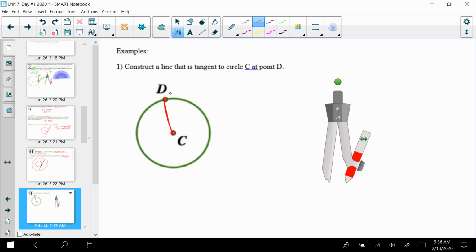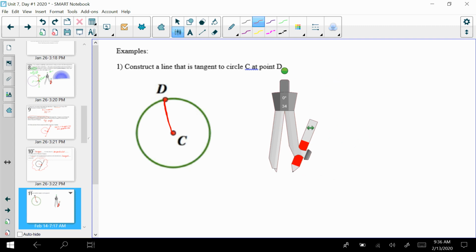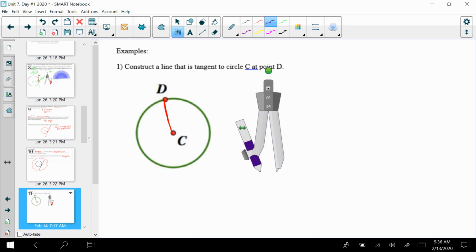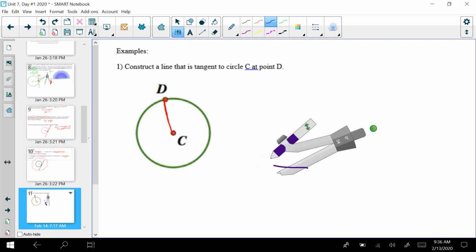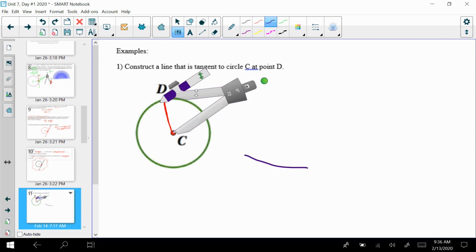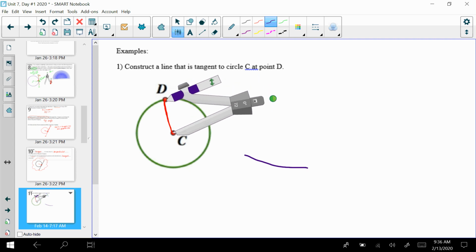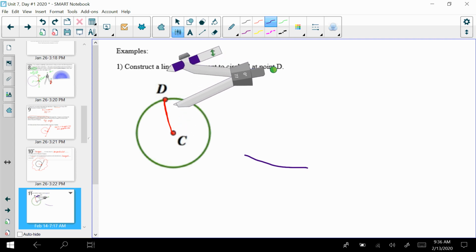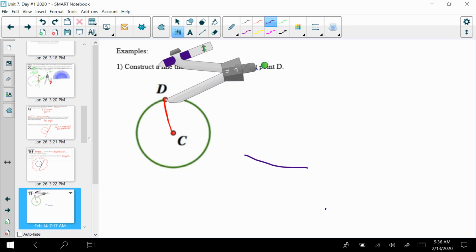So now I know I want a right angle at D. I want to make a perpendicular. So what I'm going to do is use my compass and measure this CD with my compass. And then I'm going to mark off that same exact length out here.